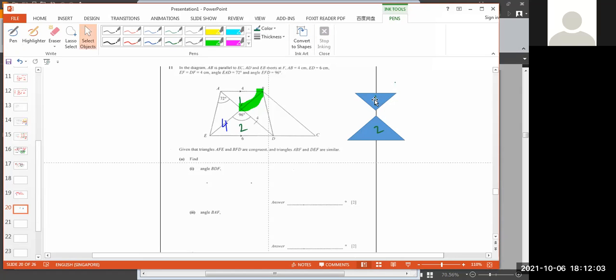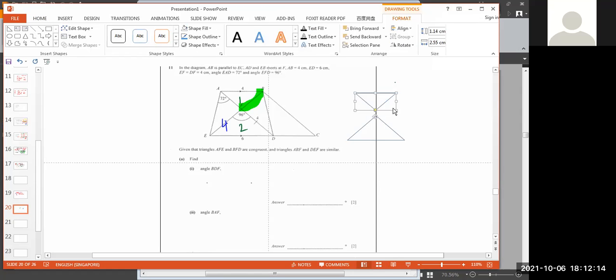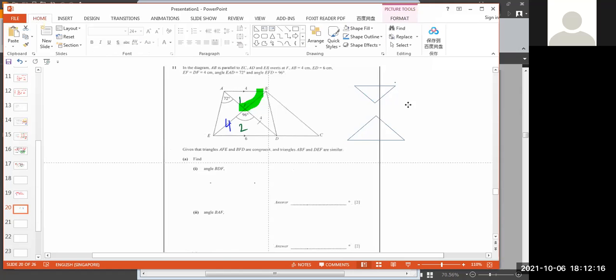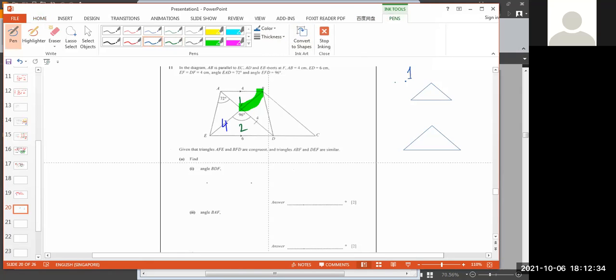Before that, don't fill them up with anything first. Okay, now I have extracted the triangle 1 out. So this is my triangle 1. I put it here already. This is my triangle 2. I put it here already.